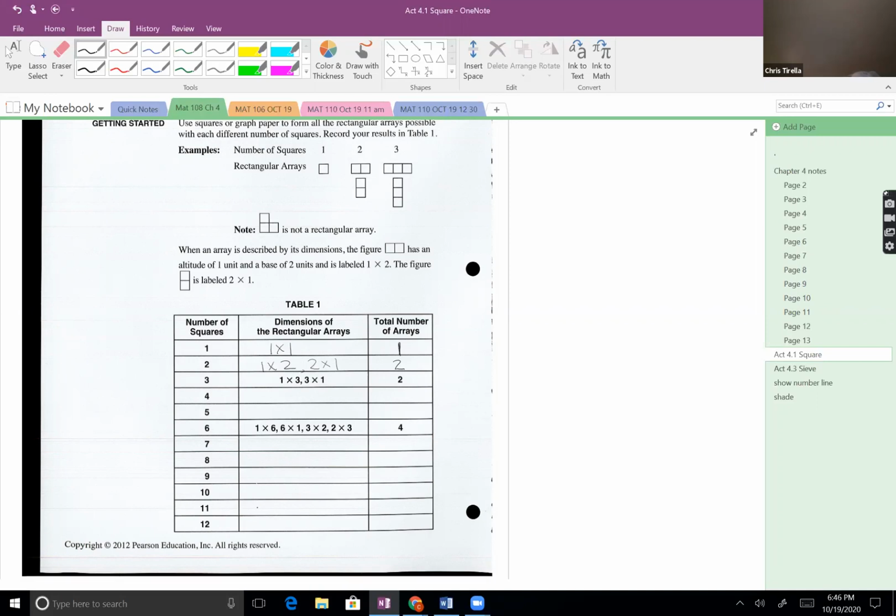I'll give you, what do you think, about 5 minutes to draw those out on your own? Do you think 5 minutes is enough time? Are we drawing the actual rectangles? Unless you can think of another way of getting them without drawing them. Okay.